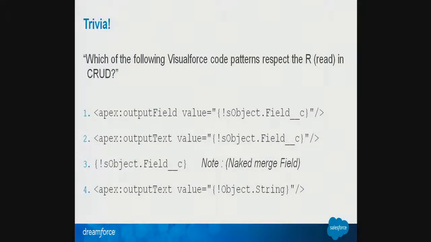So if you could go back to the slides, and now we're going to do a little trivia question for all of you in the audience. So which of the following Visualforce code patterns respect the R, read, in CRUD? And we've got an apex:outputField, we have apex:outputText, we have a naked merge field, and then we have an apex:outputText but with a dereferenced string. So select which ones of these actually respect the read permission. And just go ahead and raise your hand.